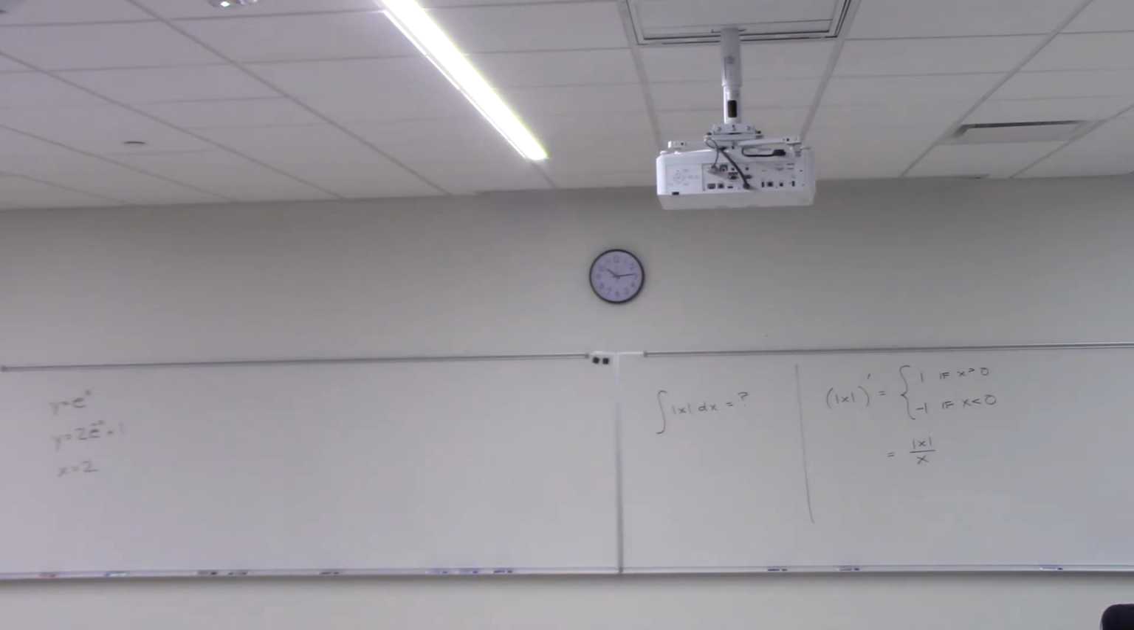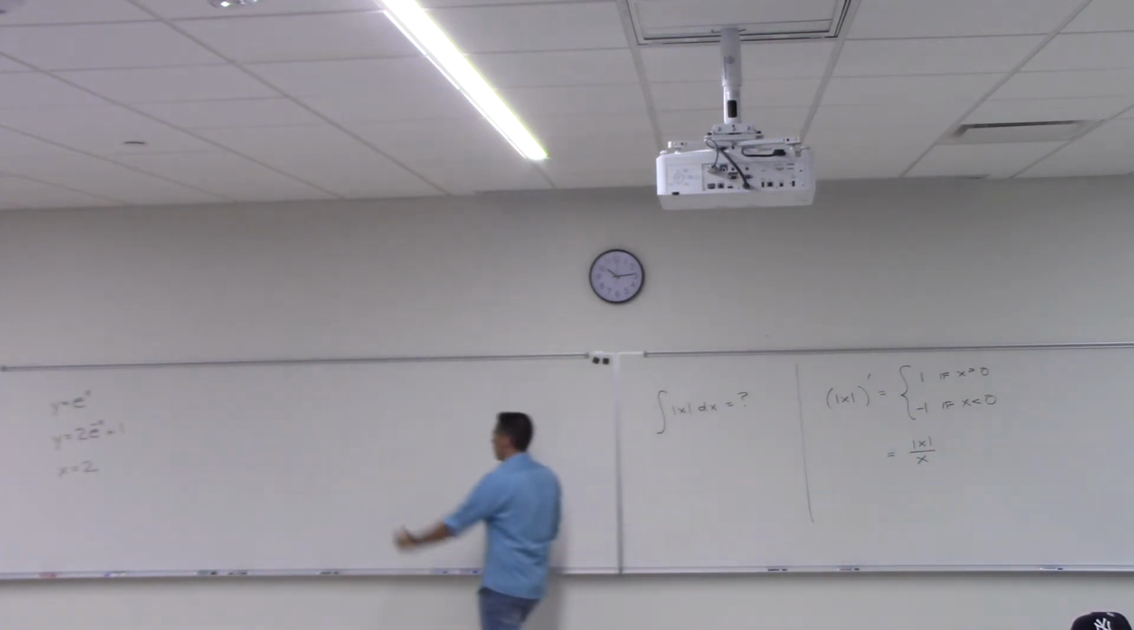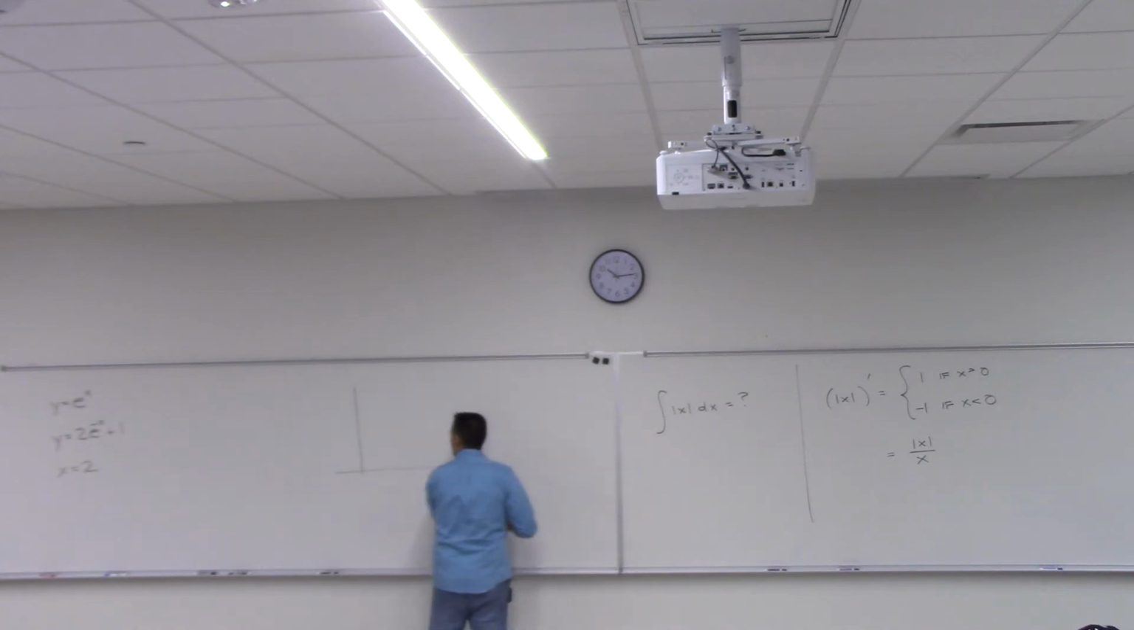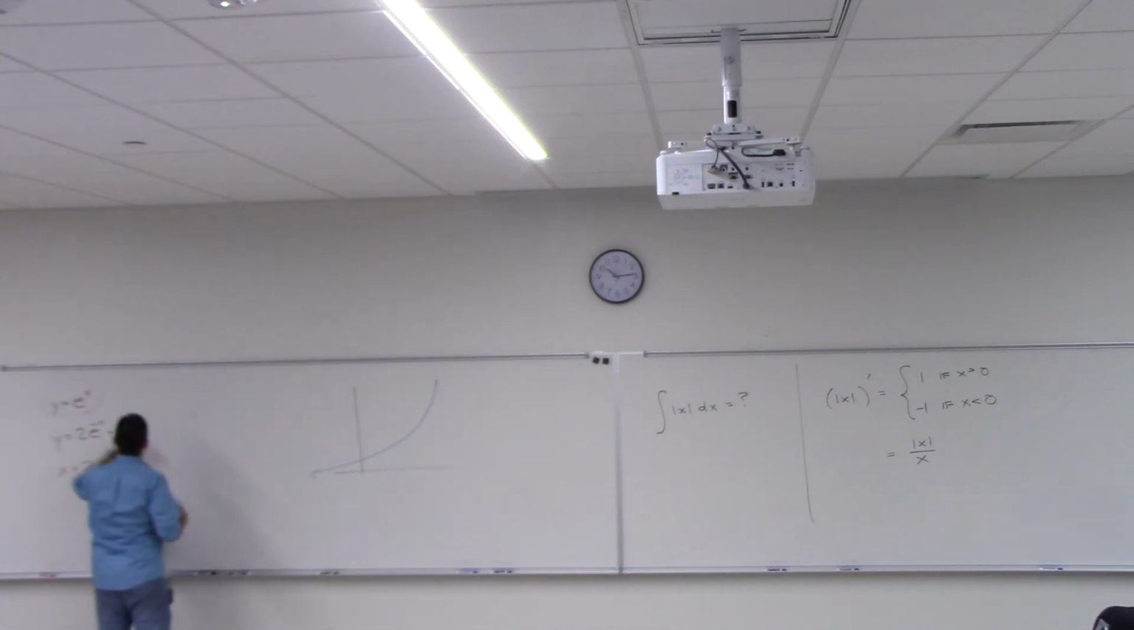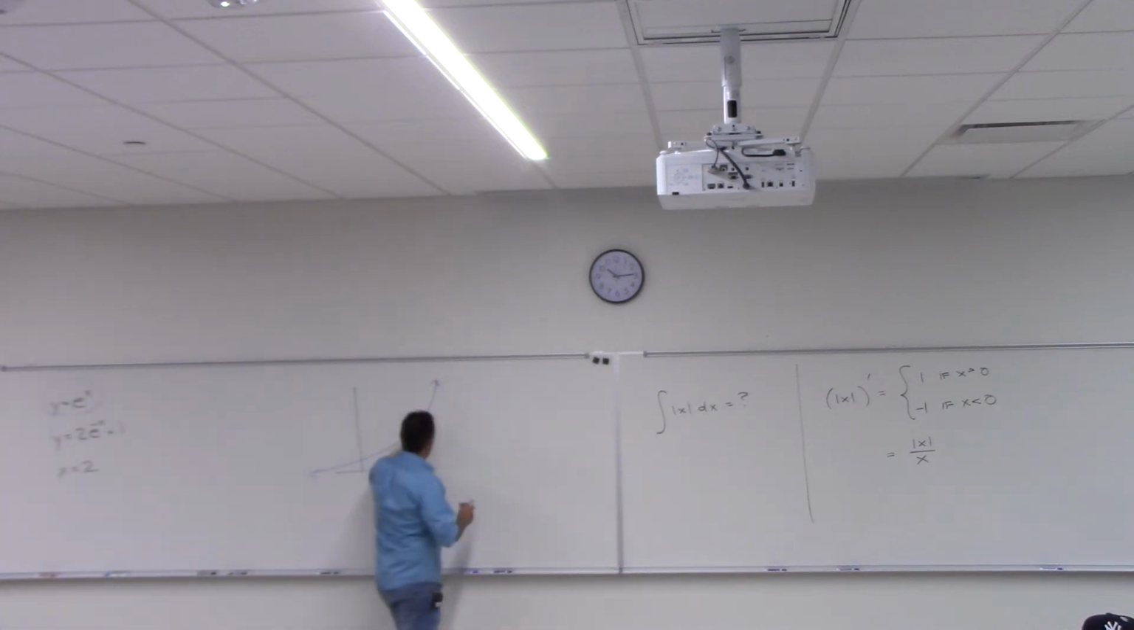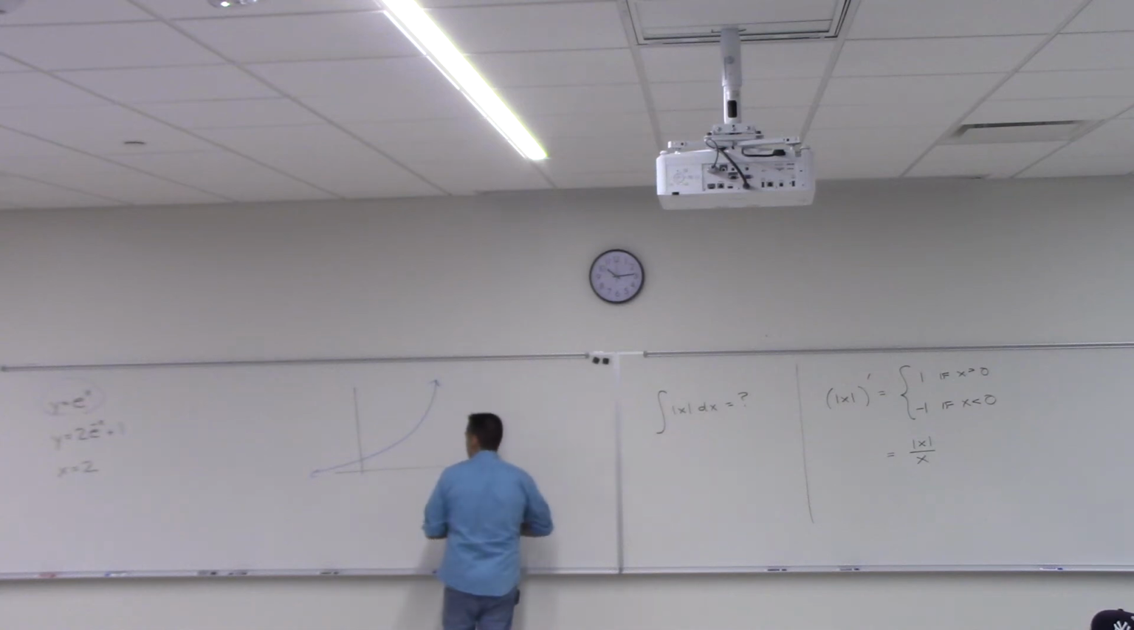So I would say that having your calculator would be helpful here. I would expect everyone can sketch e to the x and x equals 2. Let's do those first, because those we shouldn't need a calculator for. So e to the x looks like this. That's e to the x. x equals 2 is just a vertical line.